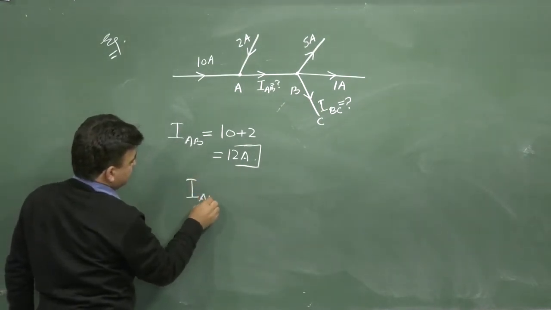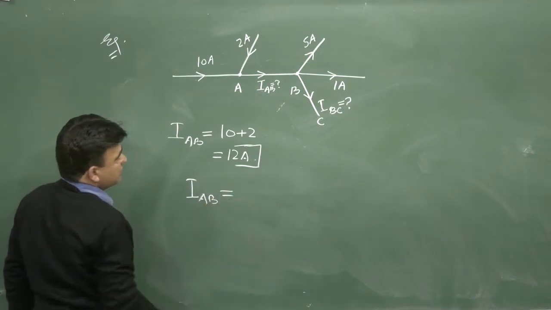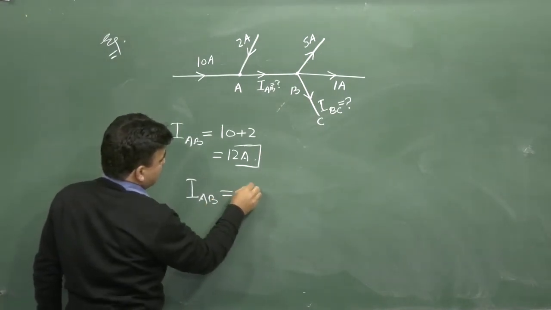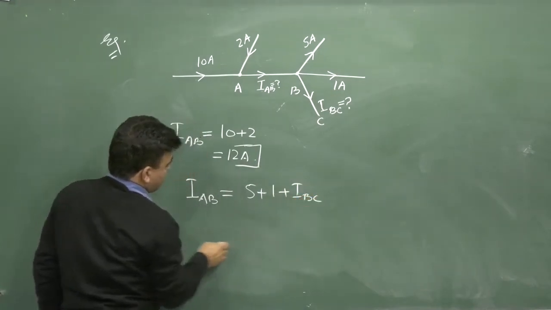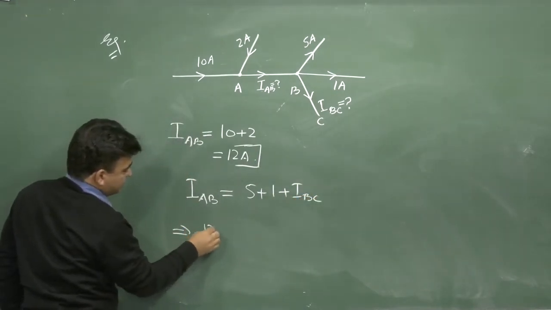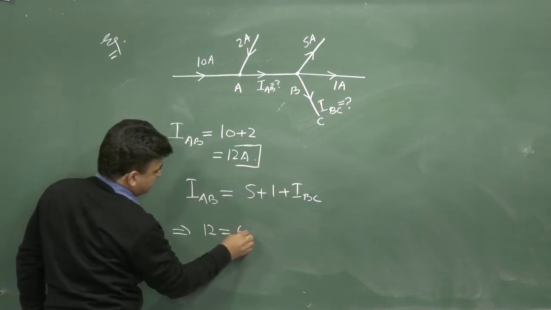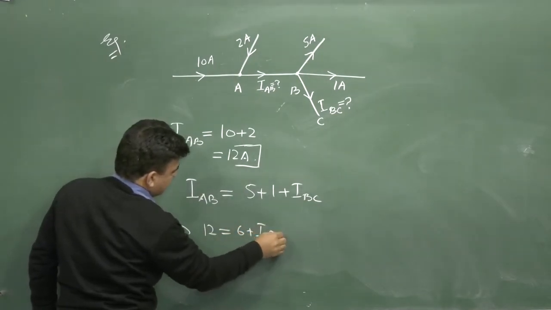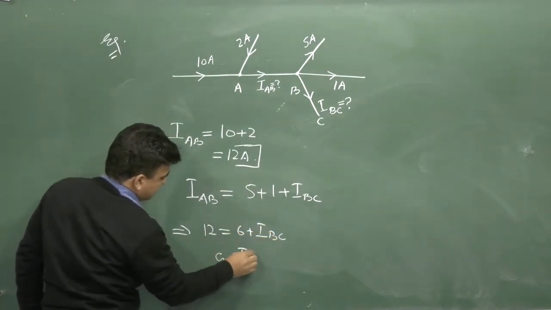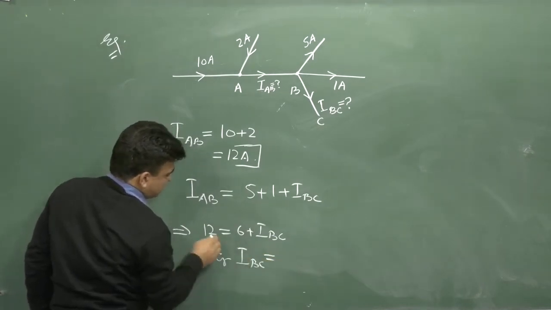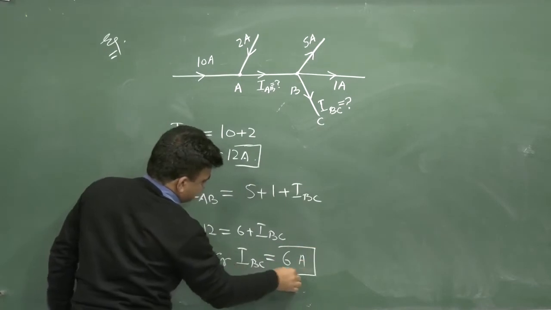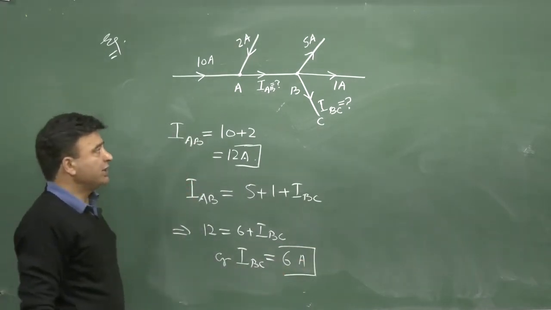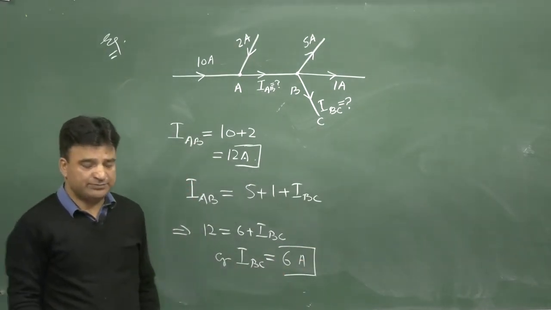IAB, that is incoming, is equal to sum of outgoing currents 5 plus 1 plus IBC. Here IAB is 12, equal to 6 plus IBC, or IBC is equal to 12 minus 6, is 6 ampere, answer. So this is how we can apply the KCL.